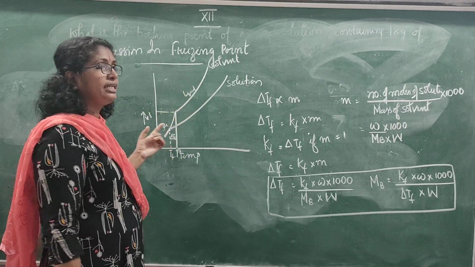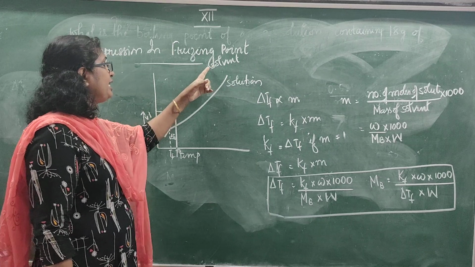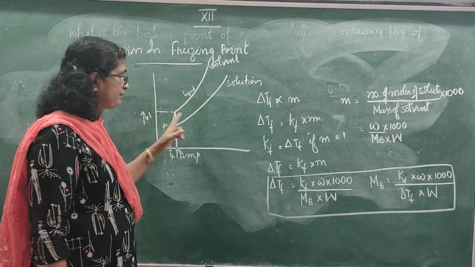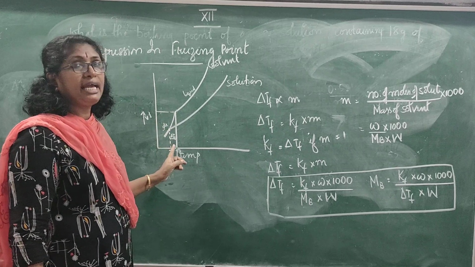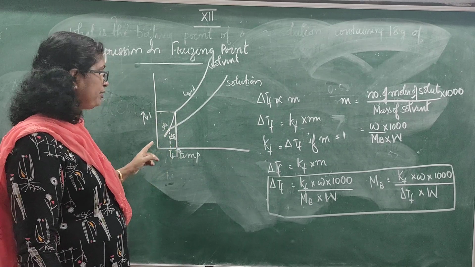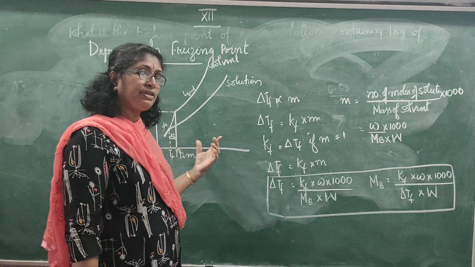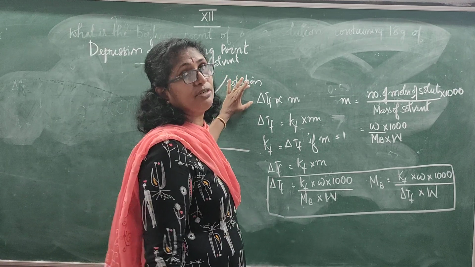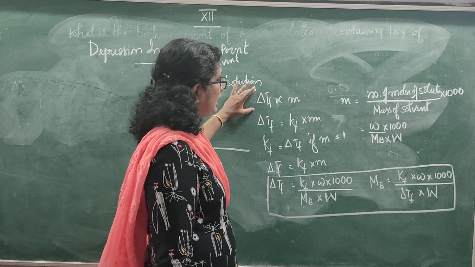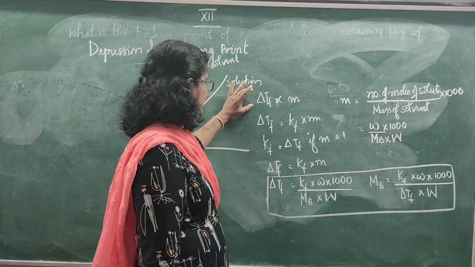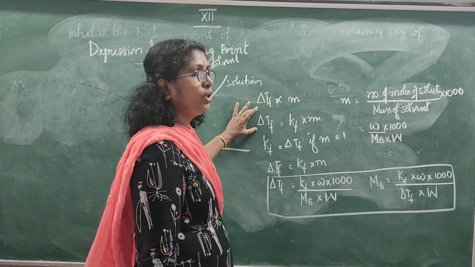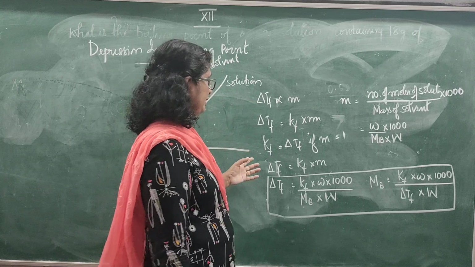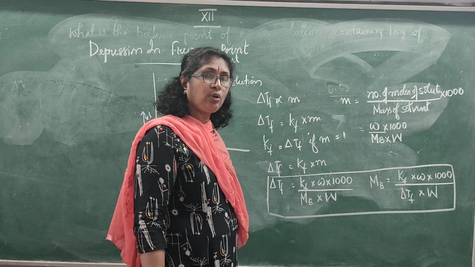We can find it out graphically. First you plot the vapor pressure of the solvent with the temperature, then the vapor pressure of the solution with the temperature, and you can find out the freezing point from the graph, and the difference in freezing point is called the depression in freezing point. And this depression in freezing point is proportional to molality of the solution, or delta Tf is equal to Kf into molality, or delta Tf is equal to Kf if molality is equal to 1.